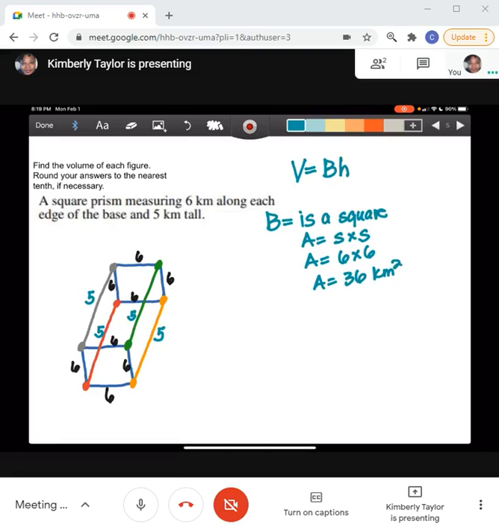Now, let's take this information and put it into the volume formula. So it's going to be V equals 36, and then the height is 5. And so we multiply. And we get 30, that's 15, 18. So the volume is 180 kilometers squared.